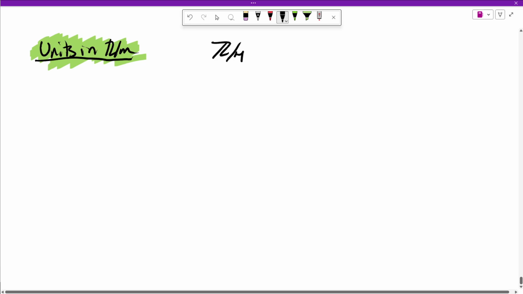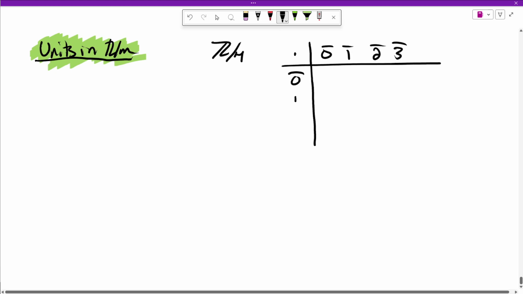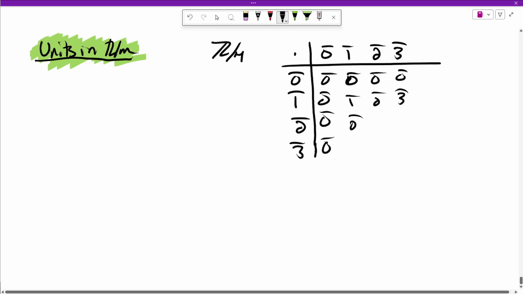What we can do is look at the multiplication table in Z mod 4. Why the multiplication table? Well, units are about producing 1, or having multiplicative inverses, so we want to look at the multiplication table for that. Let's quickly fill this out. Let's see, 3 times 2 is 6. That's 2, that's a 2, that's a 0.